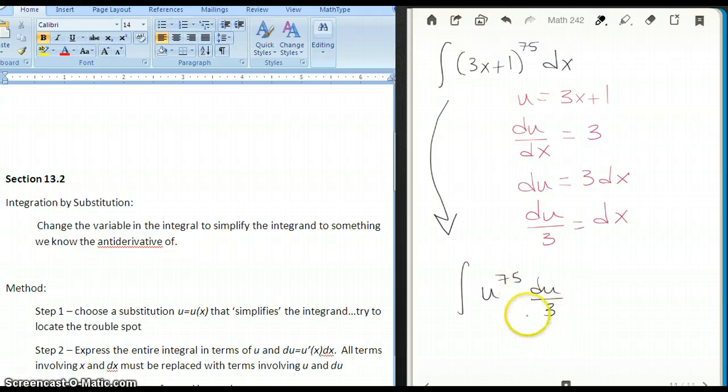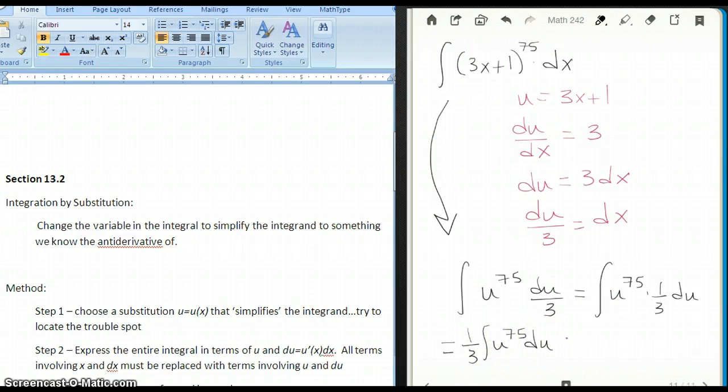Well, this may still not look too great, but let's think about what this over 3 means. That's a fraction. But I could make this a little clearer by writing this as u to the 75th times 1/3 du. Because this (3x plus 1) to the 75th is joined with the dx, they're all strung together like that. So this 1/3 right here is just a constant. It could be brought out front. So this could be written as 1/3 integral u to the 75th du.